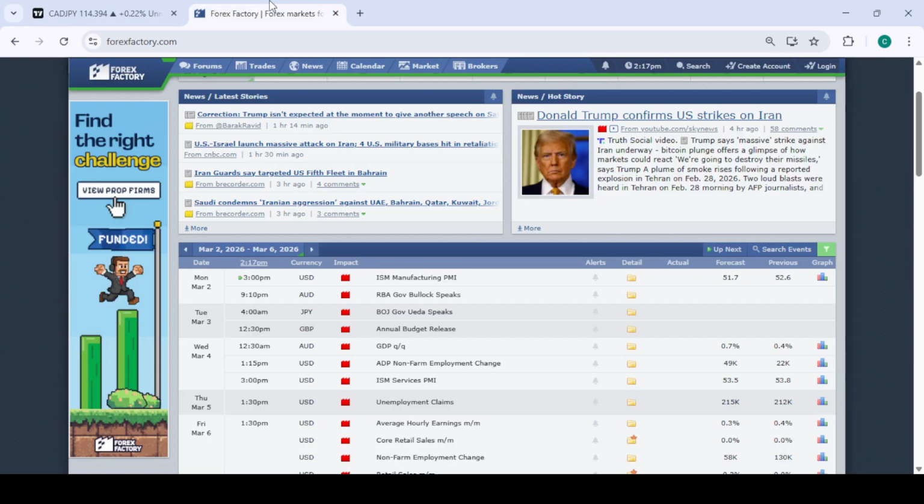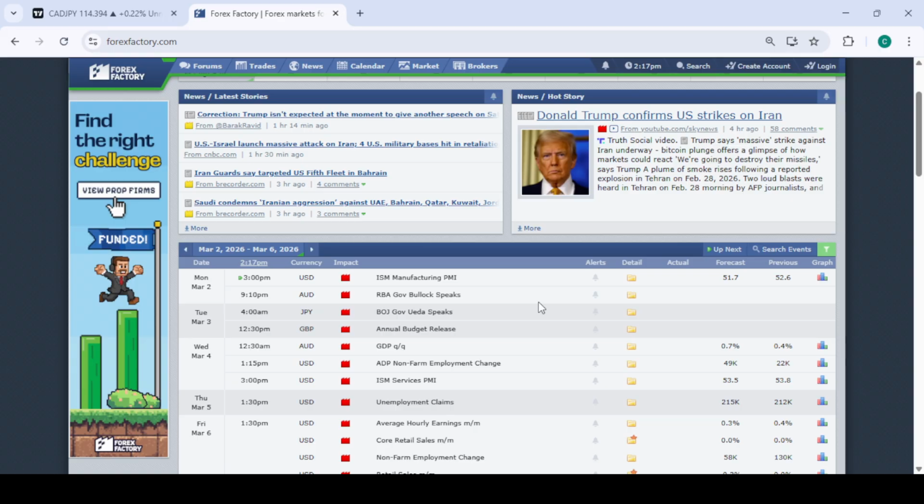Let's see what we have for the economic calendar for the coming week. Currently there's this war that has begun between US, Iran, and I think Israel, right? So looking at these tensions, there's going to be a lot of volatility in the markets for the coming week, so let's be on the lookout.